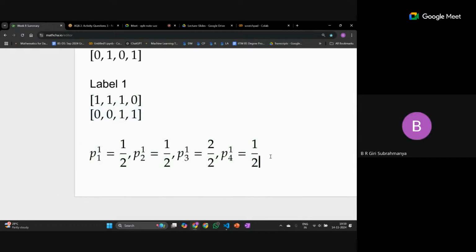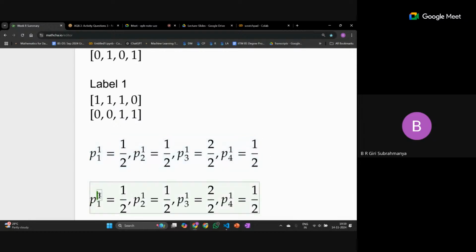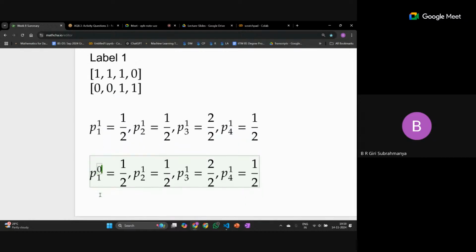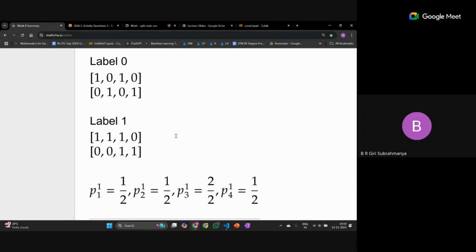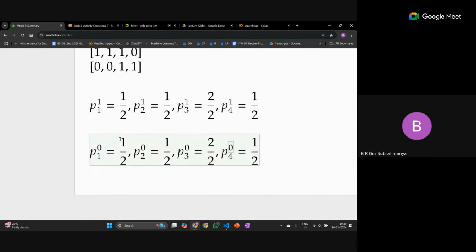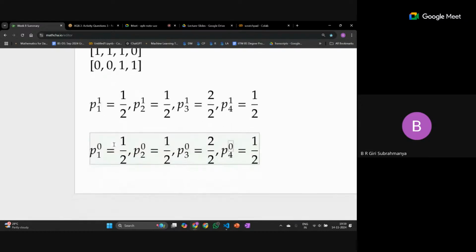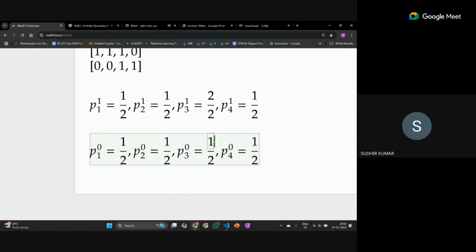Now what we have to do is the same thing again for label 0. For label 0, the denominator is going to be the same because there are again 2 data points. So all the denominators will be 2 for label 0. Now for the first feature, again it's 1, so 1 by 2. Second feature, again 1, 1 by 2. Third feature, now it's going to be, yeah.